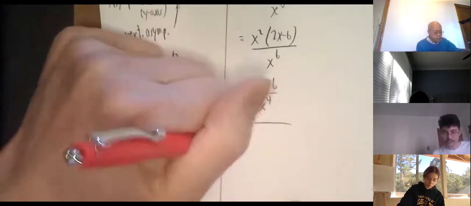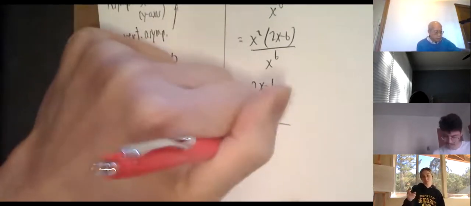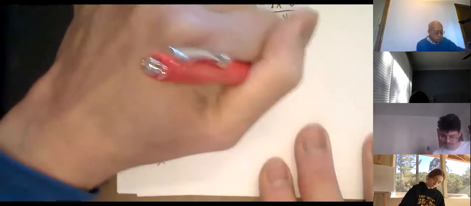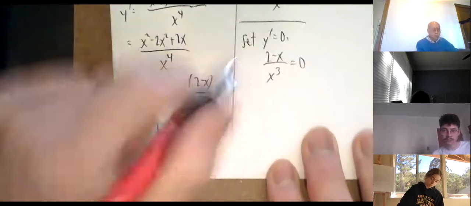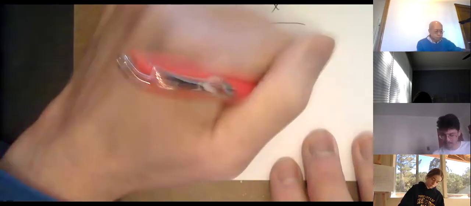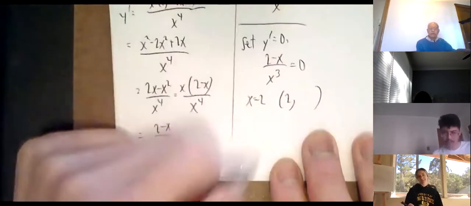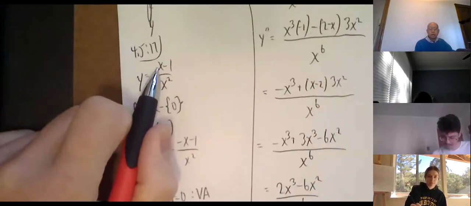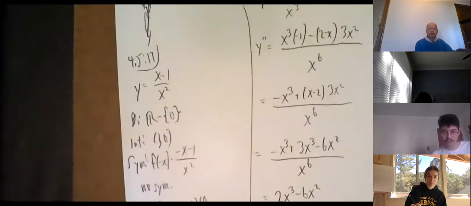So we're ready. Set y prime equal to 0. We just talked about it. Here it is. 2 minus x over x cubed equals 0. X is equal to 2. I'm going to have to plot it. So 2 comma 1/4.